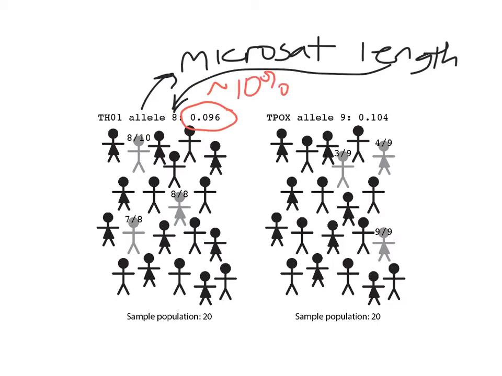So visually what this means is that if you looked in a group of 20 people, these are humans, we're diploid. So if you look at 20 people, how many alleles are you looking at? 20 people, diploid. 40. 40 total alleles. So if the allele frequency is 10%, how many TH01 allele 8s should we see in the whole group?